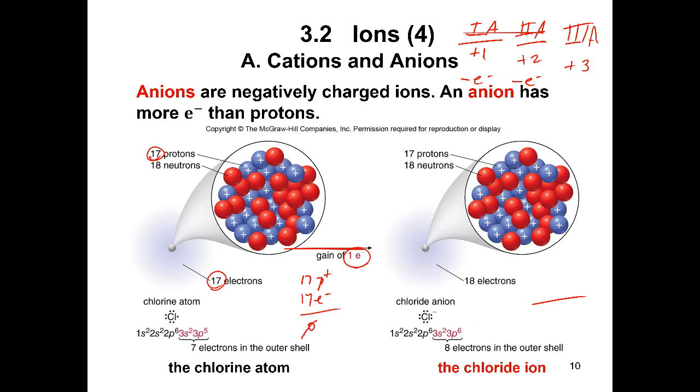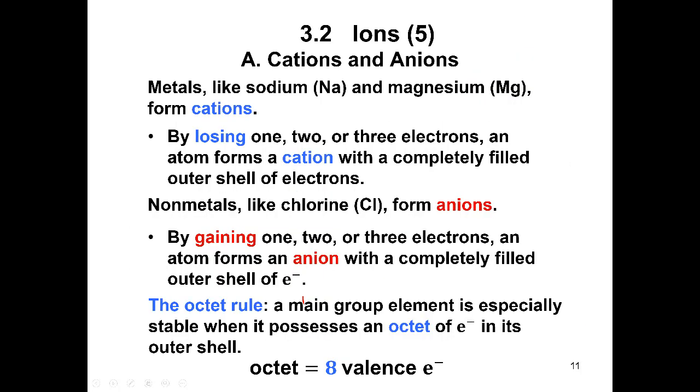Once chlorine gains its electron, it's going to have 17 pluses. It's going to have 18 electrons this time, which means it has one more negative than positives, which gives it a -1 charge. So everything in group 7A, chlorine, bromine, iodine, those things are going to have a -1 charge.